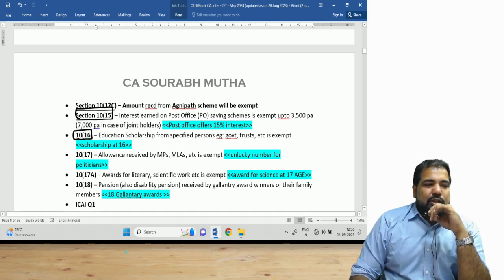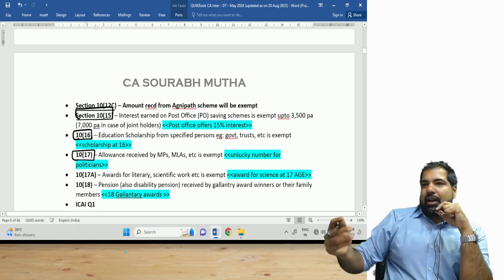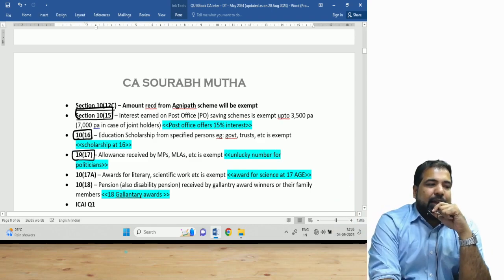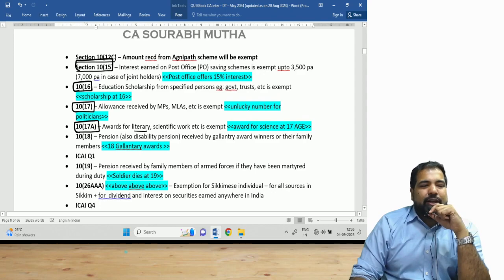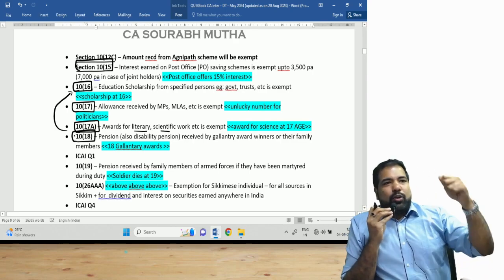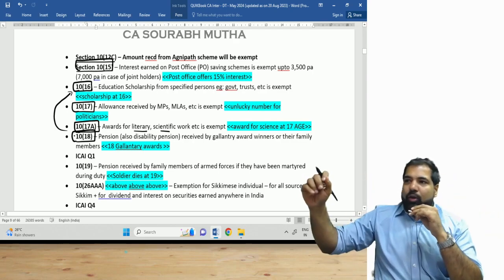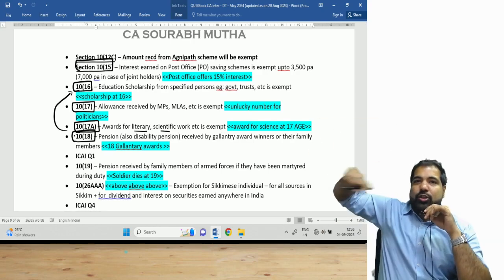10(16) is scholarship. 10(17) is allowance received by MLAs and MPs. That one is exempt. 10(17A) we've not discussed, but these are awards, literary or scientific awards. Same as scholarship, you're getting these awards. 10(18) is gallantry award. When you receive any gallantry award, we're not talking about the award, we're talking about those people getting pension and family pension.